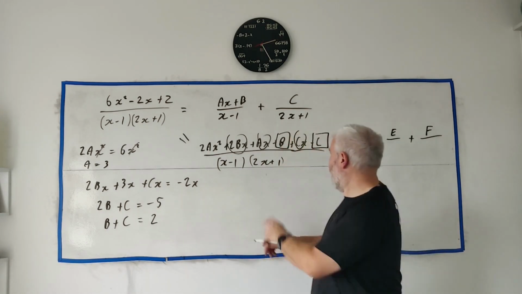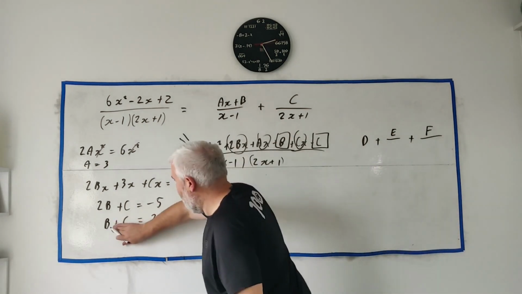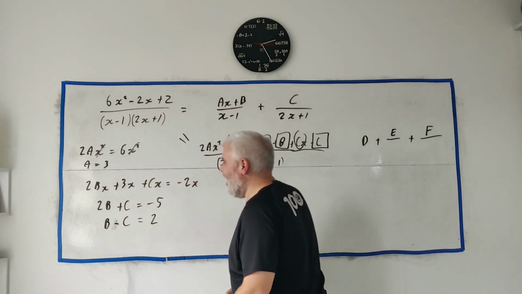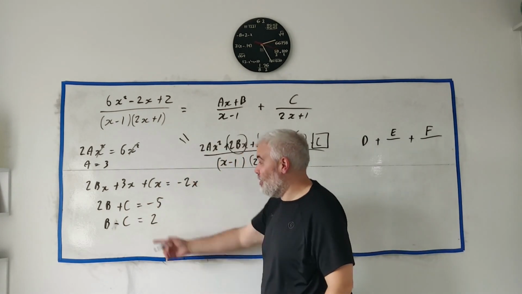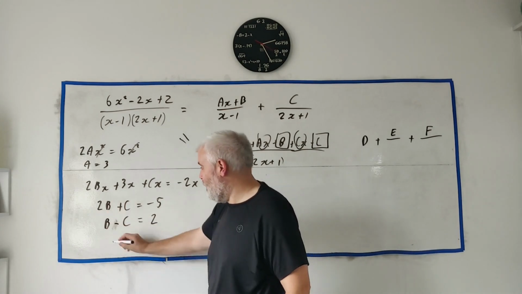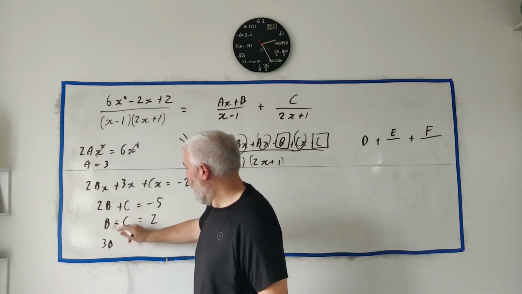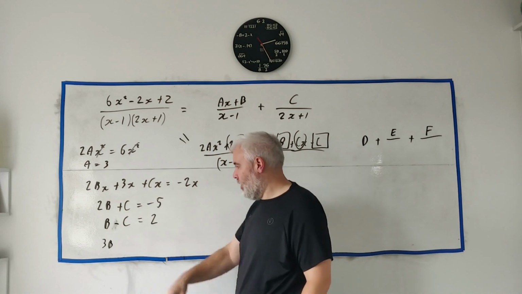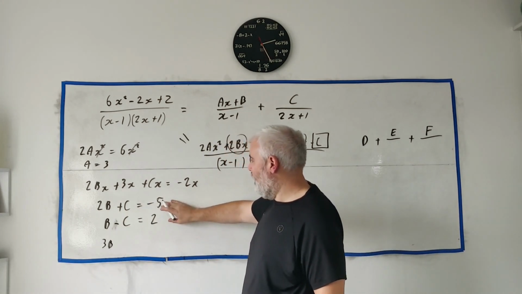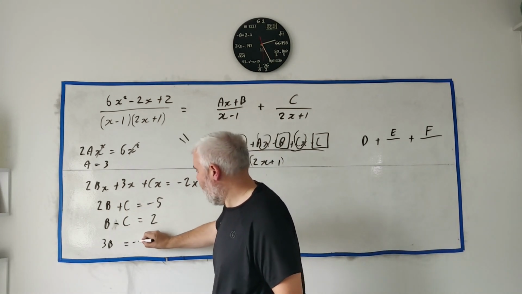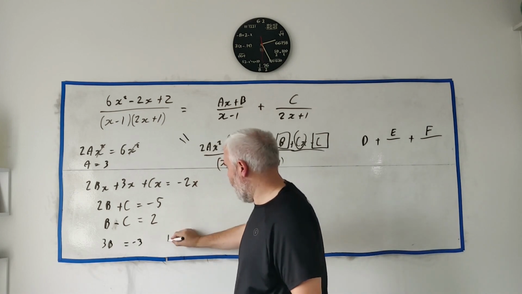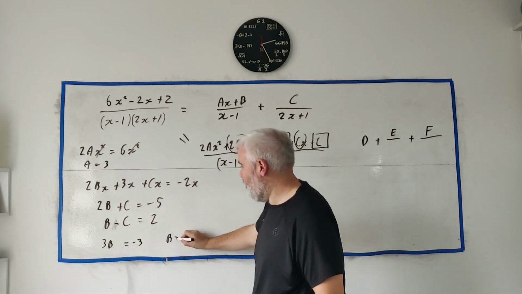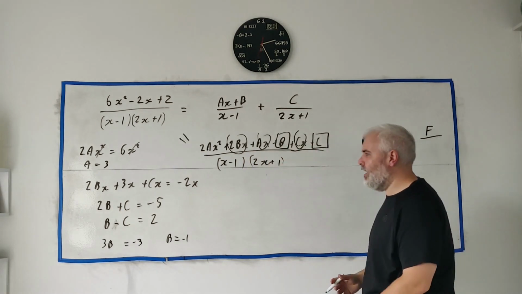At least it would be if I remember to put this minus in, which is here. So now it's quite an easy one to solve. We just add these together. 2b plus b is 3b. c plus minus c is nothing. And minus 5 plus 3 is minus 3. We divide both sides by 3. b is minus 1.